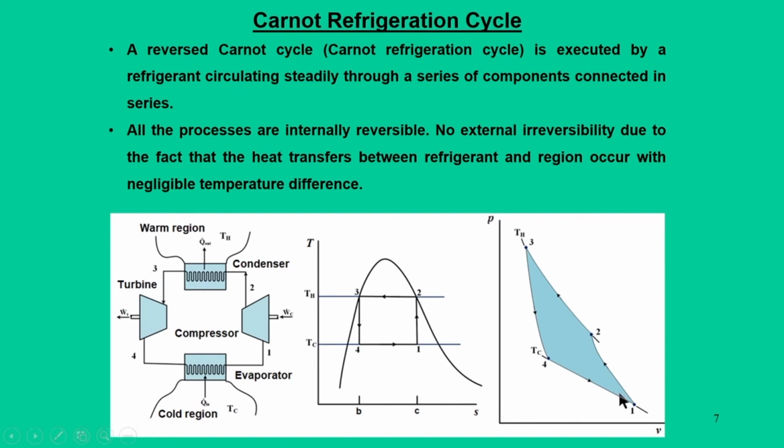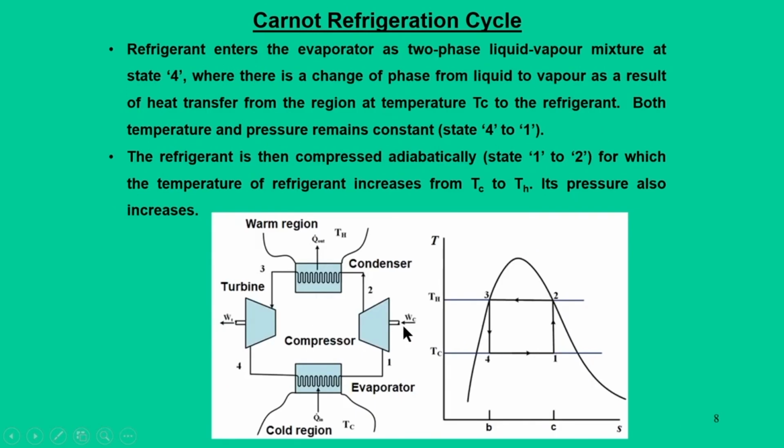The very basic philosophy is that there are two temperatures: the warm region temperature, which is defined as TH, and the cold region temperature TC. These two are fixed temperatures at which the cycle operates. Here, refrigerant enters from the evaporator as a two-phase liquid-vapor mixture from state 4, where there is a change in phase from liquid to vapor as a result of heat transfer from the region at temperature Tc to the refrigerant, and both temperature and pressure remain constant in the process 4 to 1.